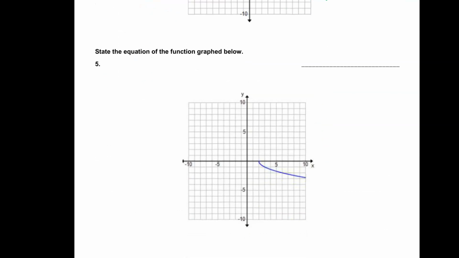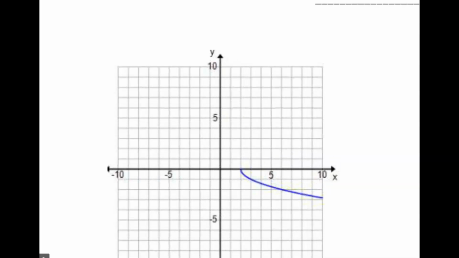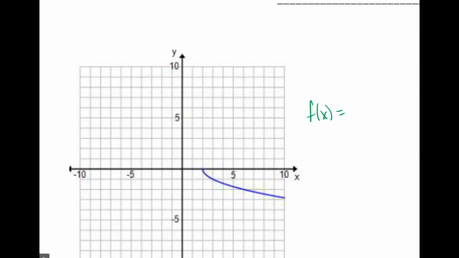Okay. So we want to state the equation of the function graphed below. This is not finding the domain and range; we're stating the function. I want to say f of x is equal to something. This is a square root function. It's not slope-intercept form, because this is not a line. This is a square root. Notice it is flipped, so we know it's going to be a negative root, but we are shifting to the right. So I know it's got to be something like x minus 2.